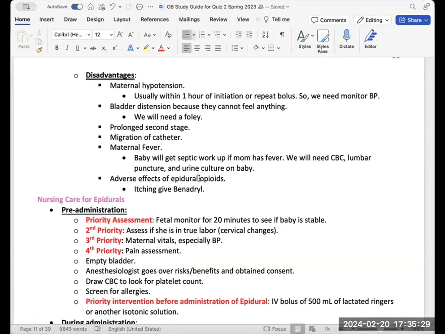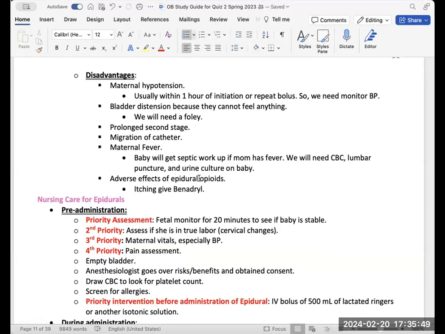So the baby could have sepsis if the mom has a fever. So we need to get a CBC, a lumbar puncture, and a urine culture on the baby because they're at risk for sepsis. Okay, you need to know this, and the adverse effects of epidural, right? So we're talking about hypotension. That's one of the most important things.